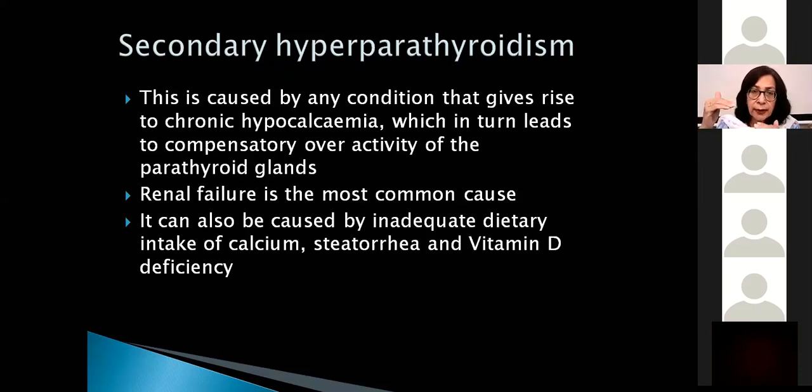So what is mainly the cause of secondary hyperparathyroidism? Hypocalcemia. Any condition which gives rise to hypocalcemia will stimulate the parathyroid and cause secondary hyperparathyroidism. The most common cause of this is chronic renal failure, right? Many patients I have seen in my experience, most of the patients with increased PTH are due to renal failure. It can also be caused by inadequate dietary intake of calcium, steatorrhea, and vitamin D deficiency. This is there in your books, but I have not seen vitamin D deficiency causing secondary hyperparathyroidism.